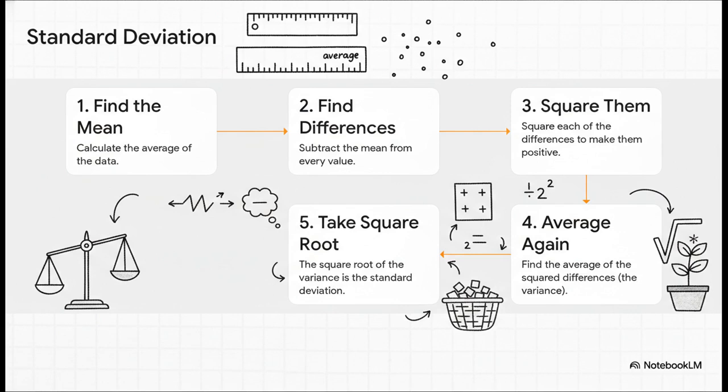Well, it gets rid of any negative numbers and makes sure every single distance counts. Then for step 4, you find the average of all those squared differences. And finally, you take the square root, which basically just undoes the squaring you did back in step 3. And that's it. You've just calculated a precise measure of how consistent your data is.